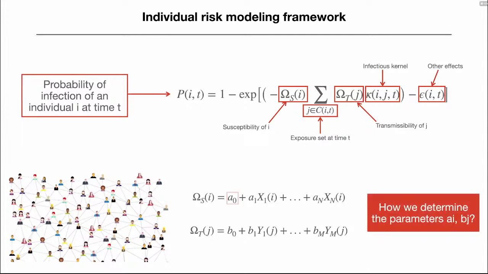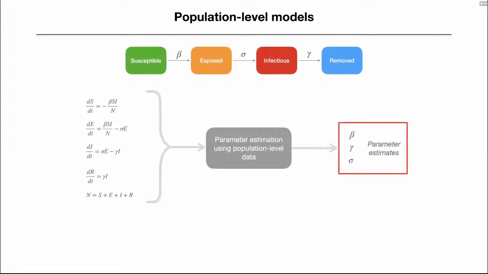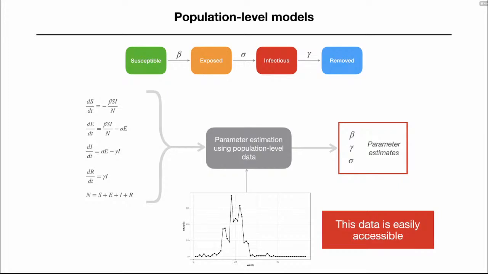The question is how we determine these parameters, right? All the A's and the B's. On the other hand, we have a population of models that we are all very familiar with, right? The compartmental models that have been already discussed. And these models can be parameterized with easy to access data. Essentially, with case level data, we can try to fit the epidemiological parameters in these models. It's not easy, but the data at least is very easily accessible. And we have seen how much case data we can obtain for COVID.